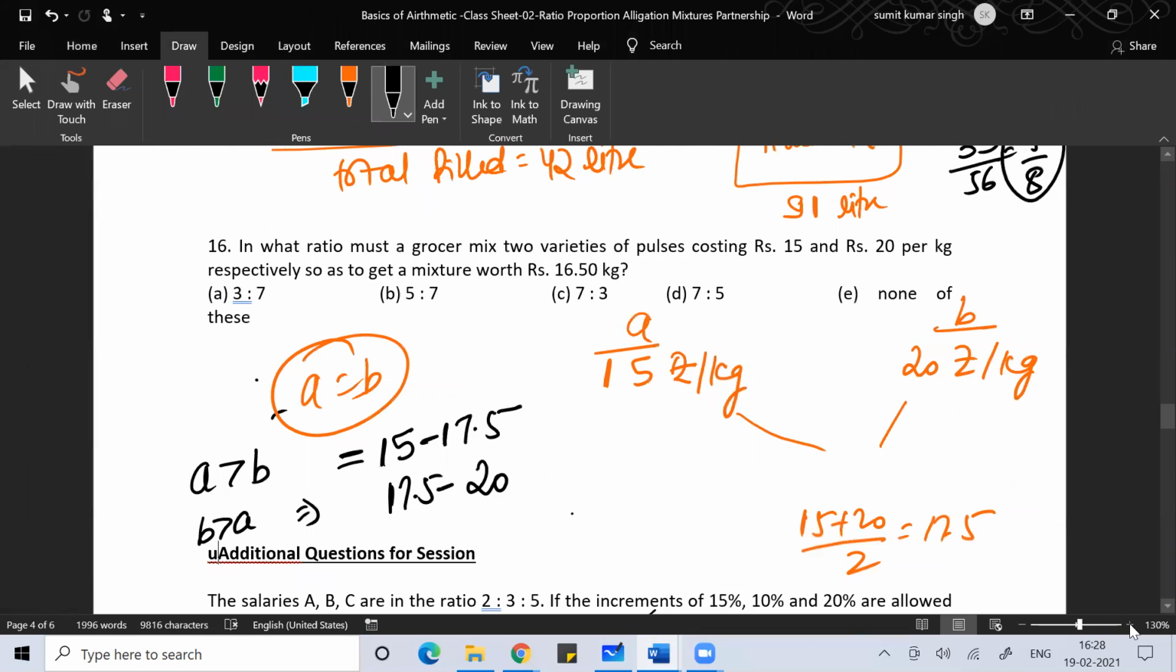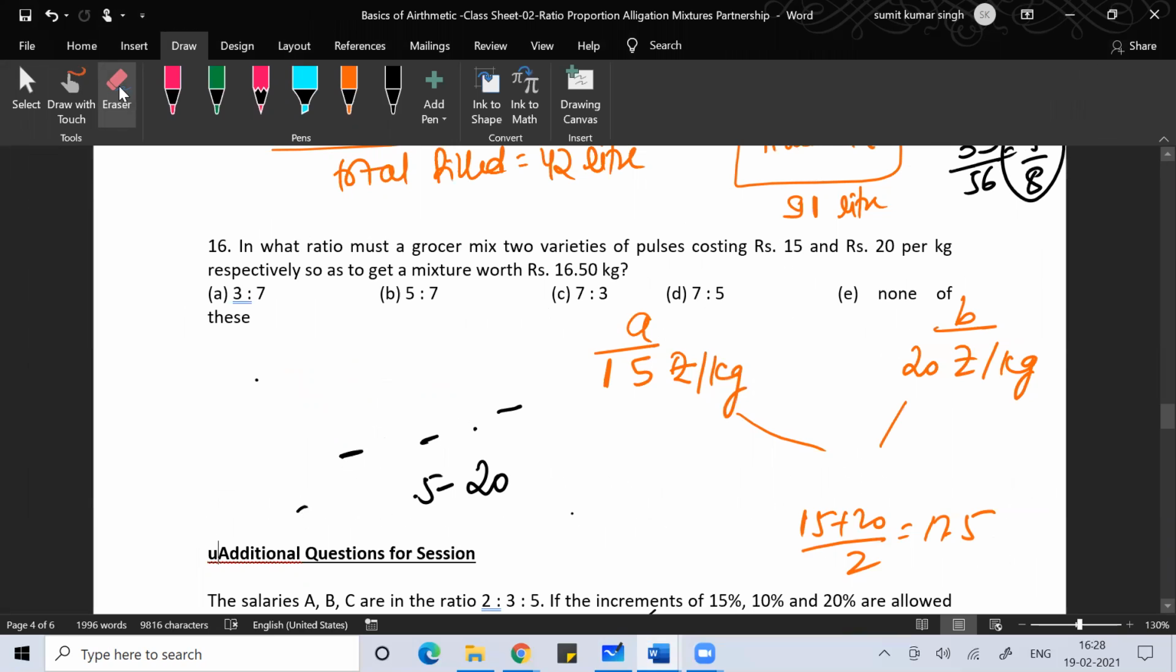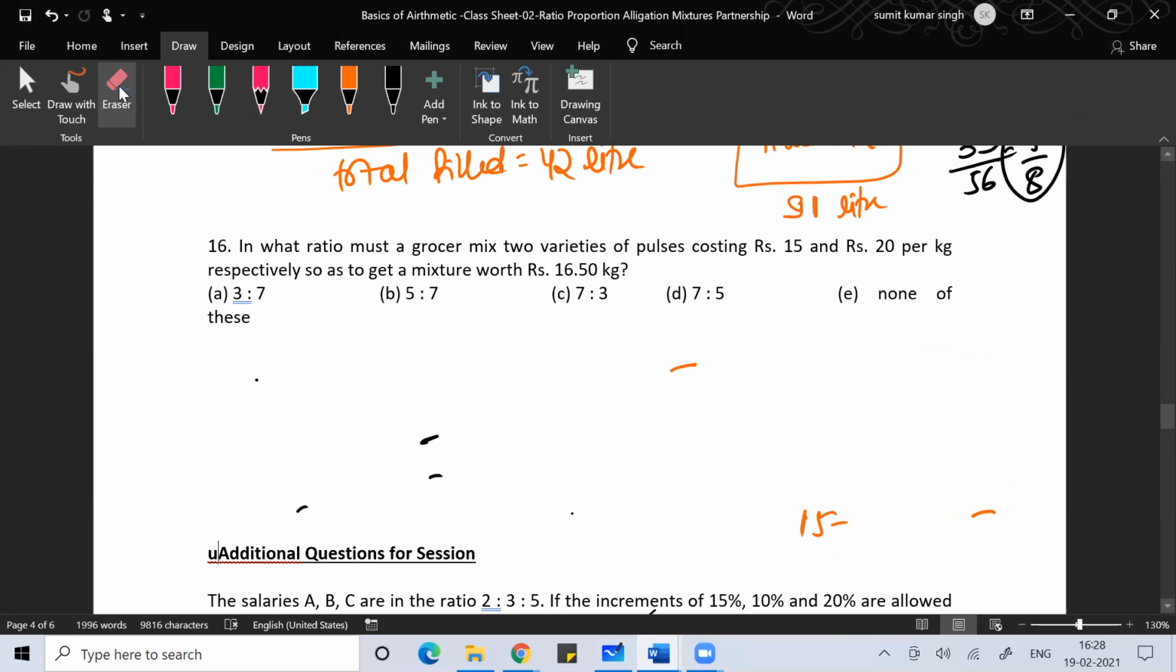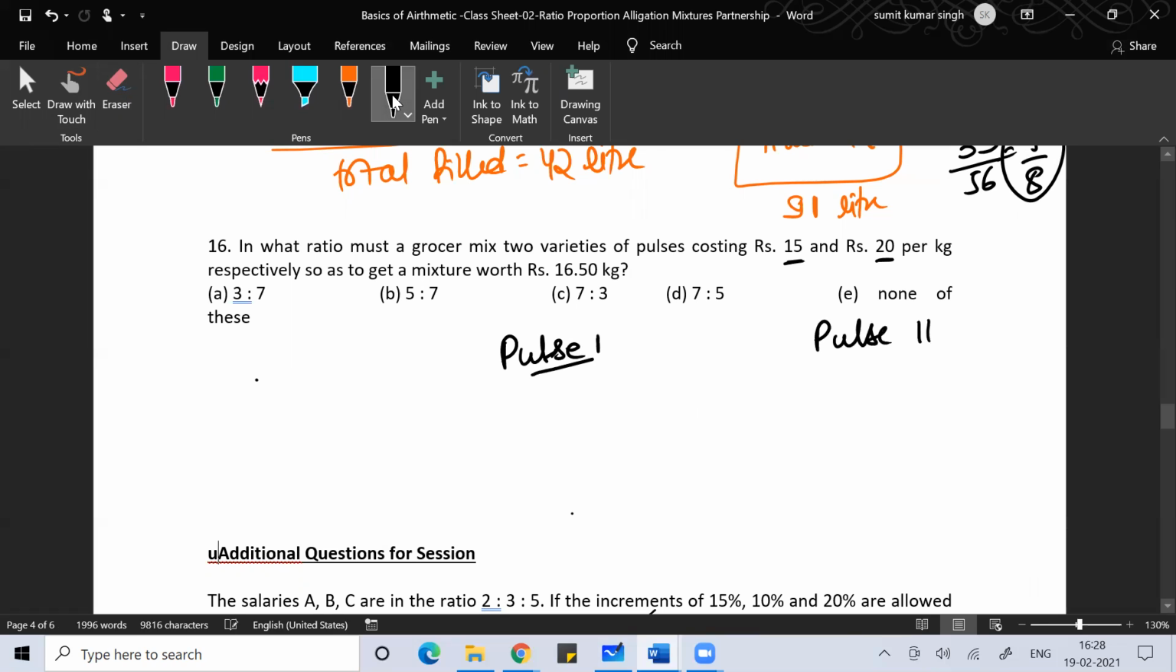So what we did, everything is made of ratio only. Nowadays, whichever exam you do, whether CAT or any bigger or difficult exam, you'll get questions based on this concept only. Here, if I take two kinds of pulses, pulse 1 and pulse 2, with prices suppose 15 and 20, then if you had taken equal quantities of 1 and 2, the average price would be 17.5.